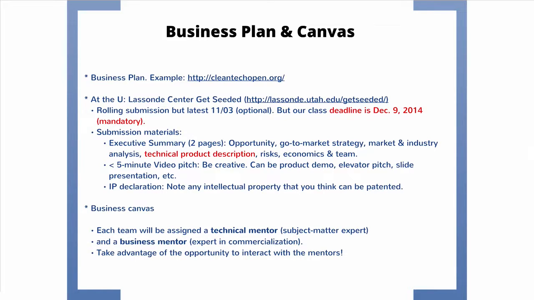What do you need to submit? You need to submit 2 pages of an executive summary, which covers the following. We'll talk about these, by the way, which, as an engineer, I did not know what these meant. It took me some time to learn, so hopefully we'll learn this. What the opportunity is, what the go-to-market strategy is, what the market industry size analysis is, and who the key players are. Technical product description, I put that in red because that's, of course, most important for this class. We are engineers, after all. Some risks, economics, and some background on the team. So that's the 2 pages.